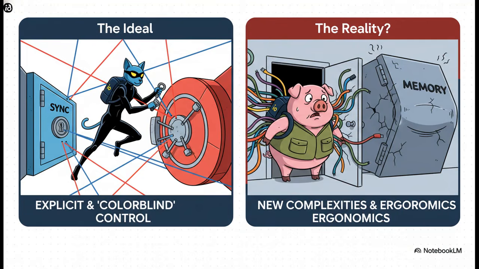But let's be real, this new approach isn't without its critics, and there's a healthy debate going on. On one side, people praise it for being so explicit and truly colorblind. But on the other, there are really valid concerns about ergonomics. Is passing this I/O object everywhere just a new kind of boilerplate? Does it introduce its own new complexities? And that leads to the big philosophical question. Have we really defeated function coloring, or have we just given it a new name?